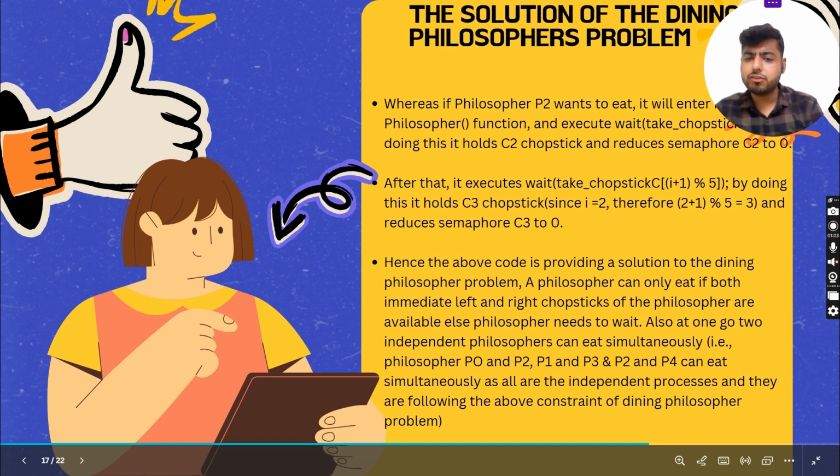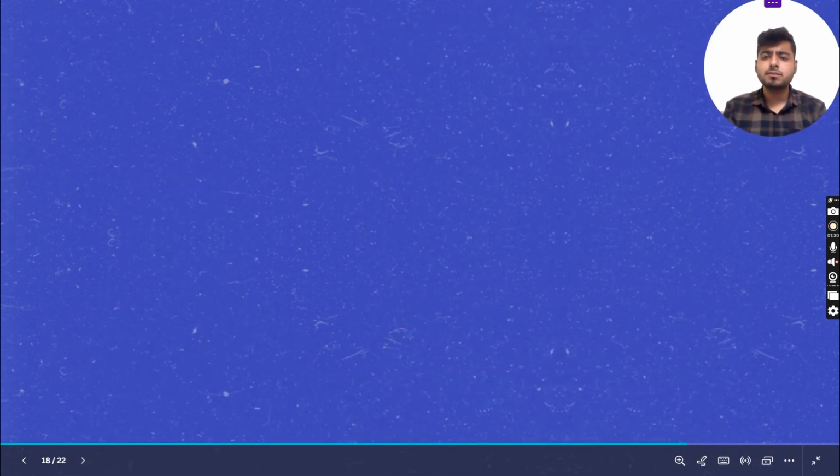Hence, the above code is providing a solution to the dining philosopher problem. A philosopher can only eat if both the immediate left and right chopsticks of the philosopher are available. Else, the philosopher needs to wait. Also, at one go, two independent philosophers can eat simultaneously. That is, philosophers P0 and P2, P1 and P3, and P2 and P4 can eat simultaneously, as all are independent processes and they are following the above constraint of the dining philosopher problem.